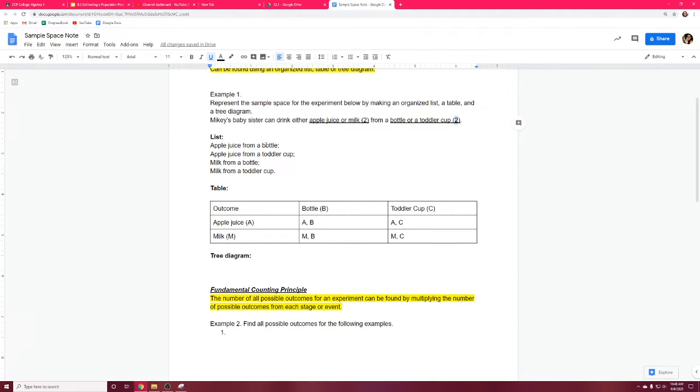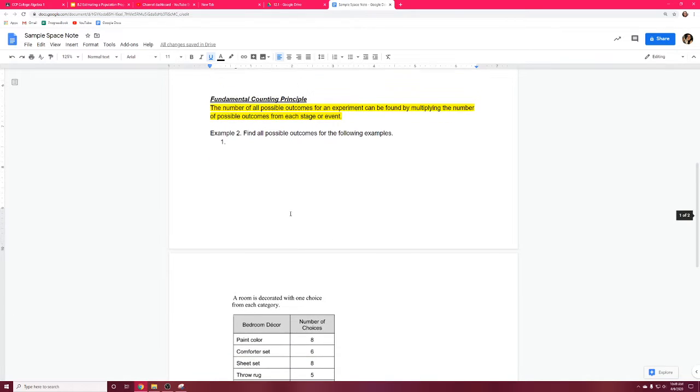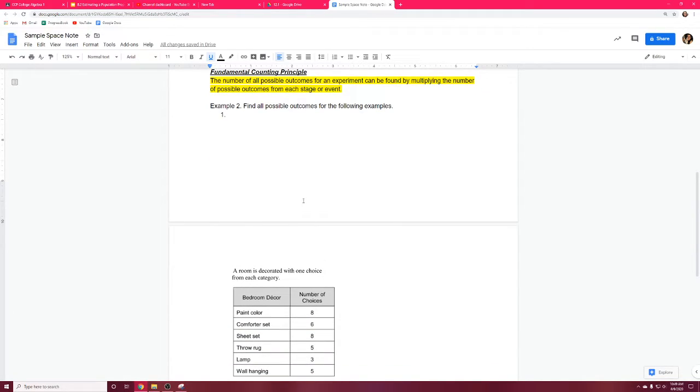So to confirm the fundamental counting principle, you can see here I have 1, 2, 3, 4 outcomes, and the tree diagram also confirms that we have a total of 4 outcomes, coming from the 2 possible drinks times the 2 possible ways they drink. This is the fundamental counting principle, and how to use it is very simple. You just take each event's outcomes and multiply them together.